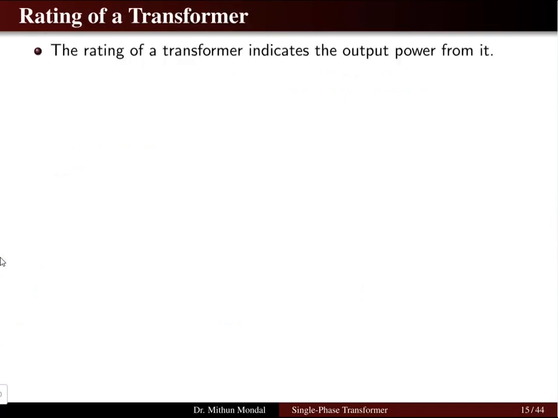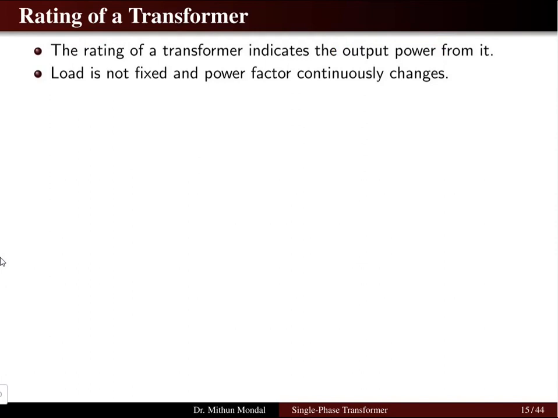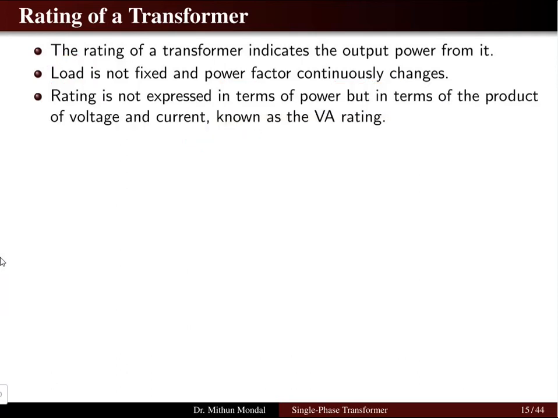Now the rating of a transformer. What is the meaning of a rating? The rating of a transformer indicates how much output power can be produced by the transformer. So given the input power, what is the output power? We know that the load on the transformer is not fixed and the power factor is continuously changing, depending upon whether we are using an inductive load or a capacitive load. So the rating is not expressed in terms of power, that is in kilowatt, but in terms of the product of voltage and current.